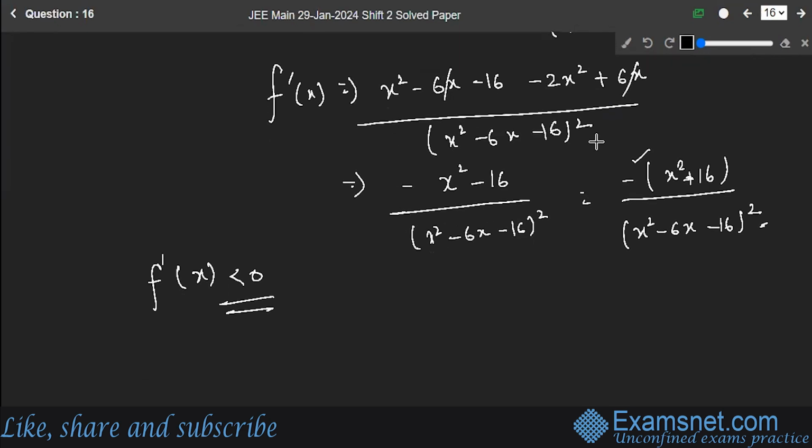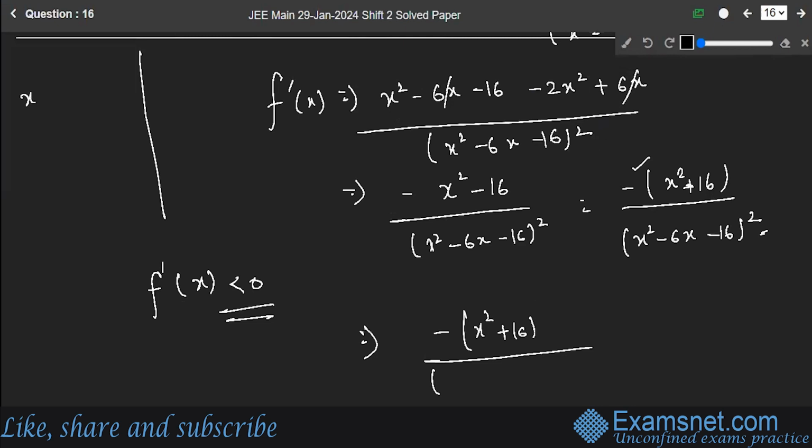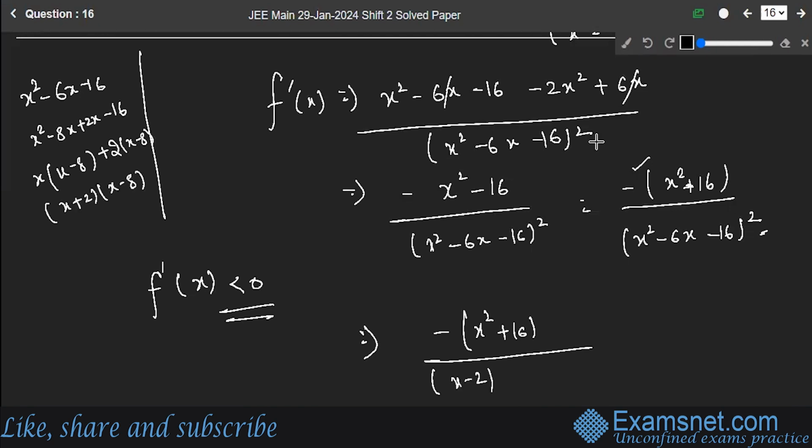So I'll factorize the denominator. The numerator will remain unchanged and I'll solve it over here. x square minus 6x minus 16. x square minus 8x plus 2x minus 16. x will be taken common: x(x minus 8) plus 2(x minus 8). So the two factors are (x plus 2)(x minus 8). This will be (x plus 2) square (x minus 8) square.